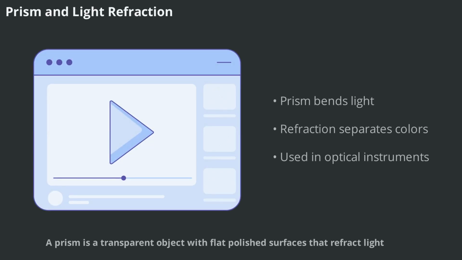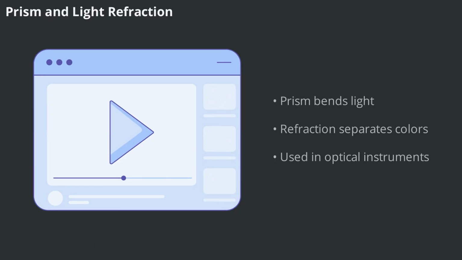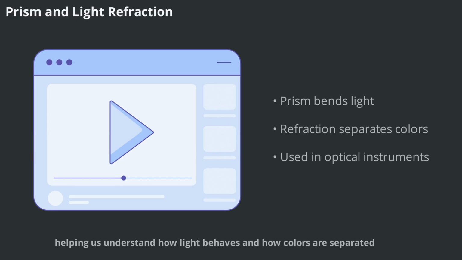A prism is a transparent object with flat, polished surfaces that refract light. When a beam of light passes through a prism, it bends due to the change in speed as it moves from one medium to another. This bending of light is called refraction. Prisms are not only used in laboratories, but also play a role in optical instruments and even in nature, helping us understand how light behaves and how colors are separated.